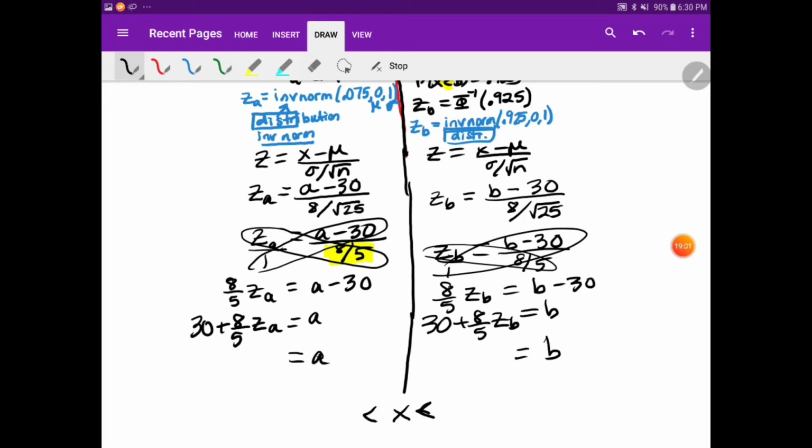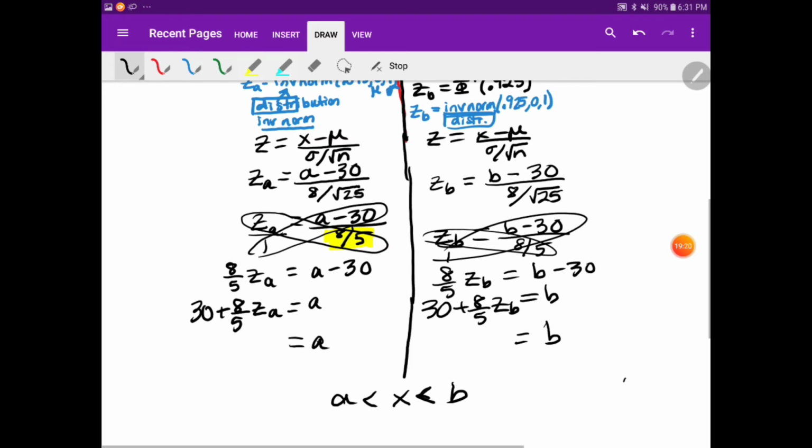You're saying that the real value, like say the real voting percentage, is between A and B. So the middle 85% is between A and B, but I have to figure out what they are. So I'm going to go back to the calculator again.